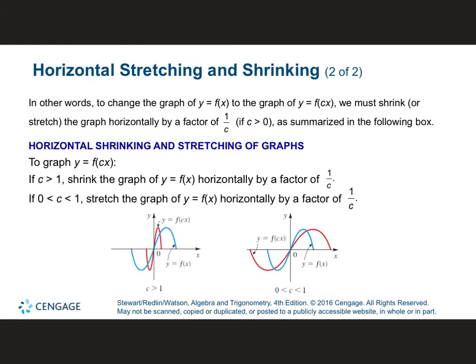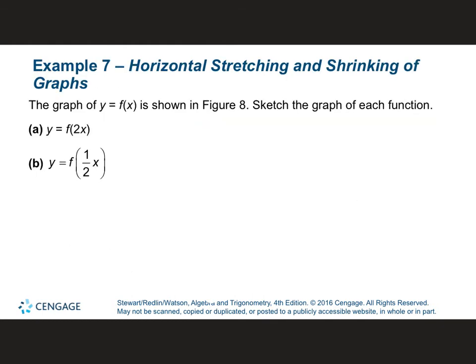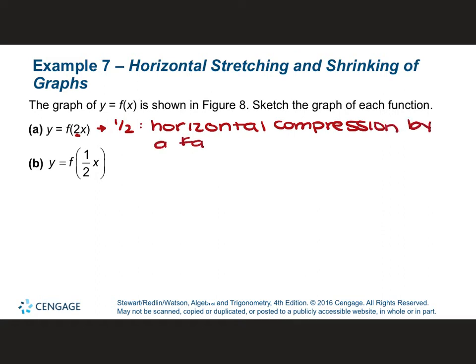So if we look at examples, for A, we have y is equal to f of 2x. So the 2 is in front of the x inside the parentheses. So we take the reciprocal of that 2, which is 1/2, and that represents a horizontal compression by a factor of 1/2.